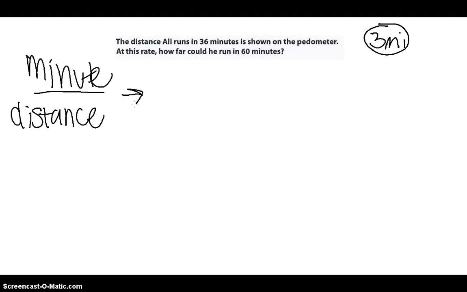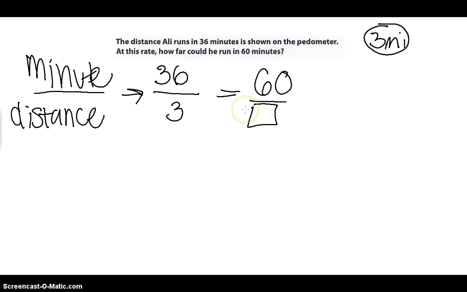It'll be fantastic. So let's read the problem again and pick out information. The distance Allie runs is 36 minutes. Well, there is a minute number. So 36 minutes, and it's shown on the pedometer. So I look at my pedometer over here, and it says 3. Okay. And then it says, at this rate, how far could he run in 60 minutes? So I have another minute number, and I don't know my distance, so I'm just going to put a box.